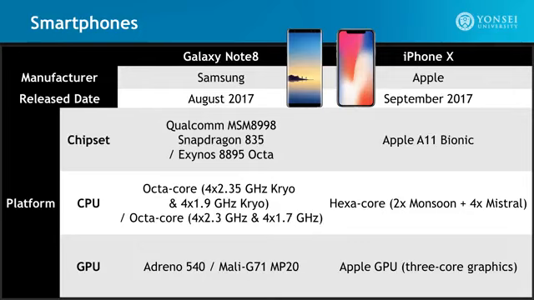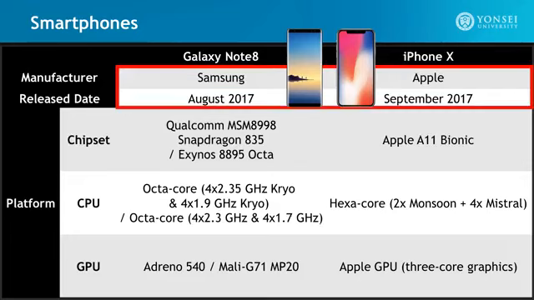In these devices, we will focus on all the specific modules that are included inside that make them perform so outstandingly. First, when this was released and their manufacturer. The manufacturer for Galaxy Note 8 is Samsung, and it was released in August 2017. For the iPhone X, the manufacturer is Apple, and this was released in September 2017. So a mere 1 month difference is all that distinguishes these two.